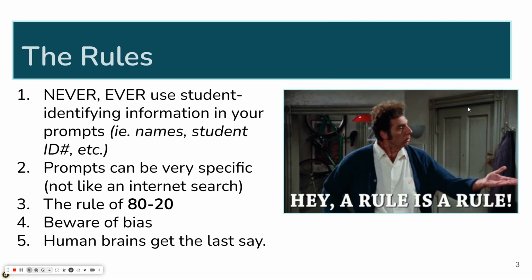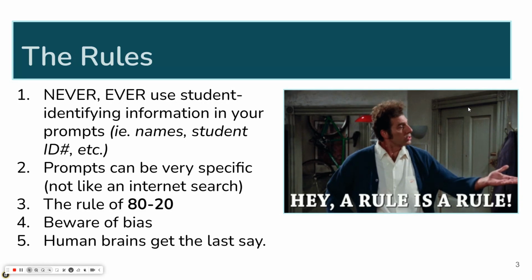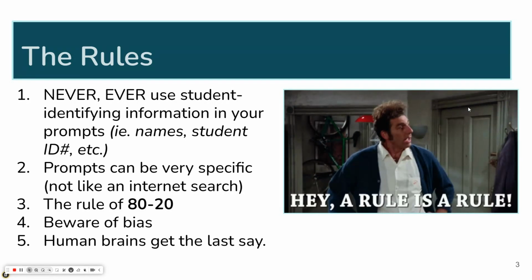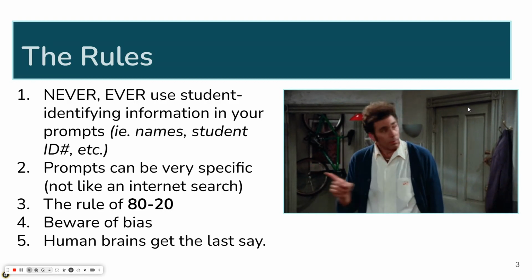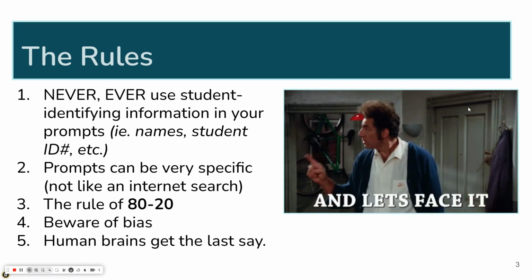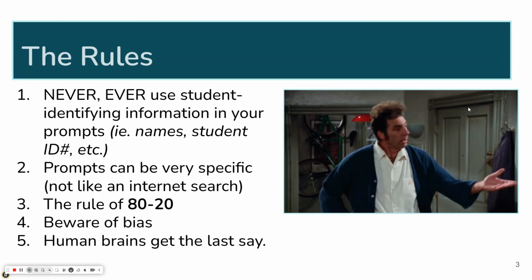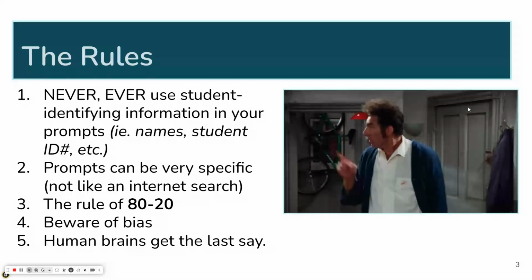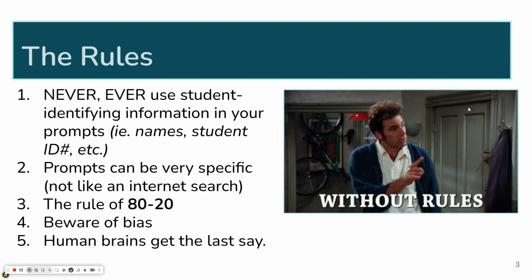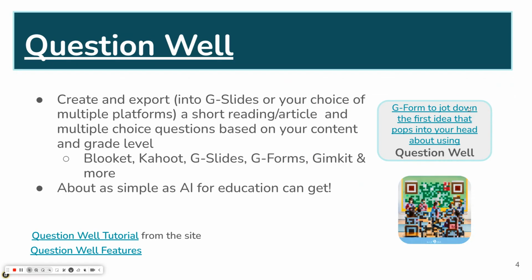So, the rules. Again, hopefully you're familiar with the rules at this point, but never ever enter any student identifiable information into the prompts that you put into AI, and be sure that you go over anything that is produced by the AI. It will do 80% of the work for you, but you've got to put in the 20% going over what is produced to ensure that it's as free of bias as it's possible, that it's accurate, that it's conveying the information you're hoping to convey to your students. As always, human brains get the last say. So we'll get right into it.